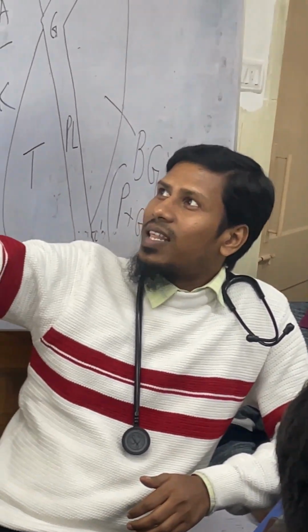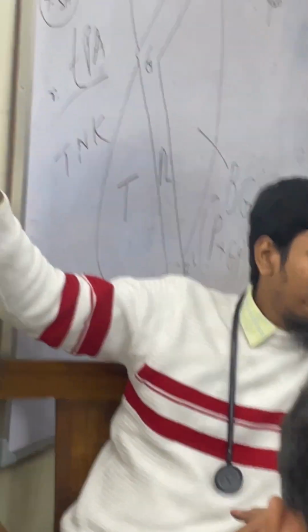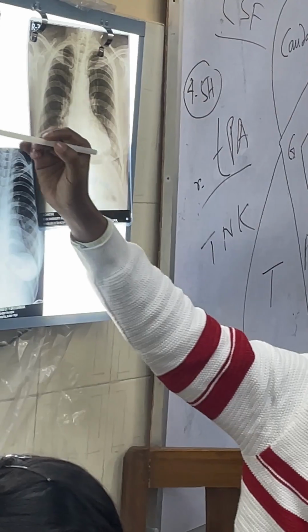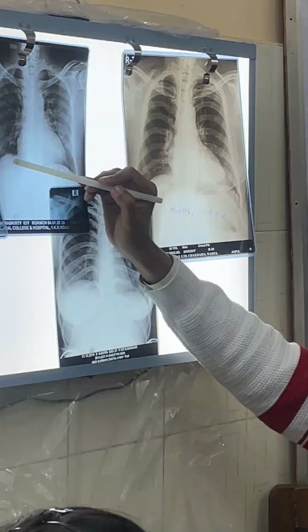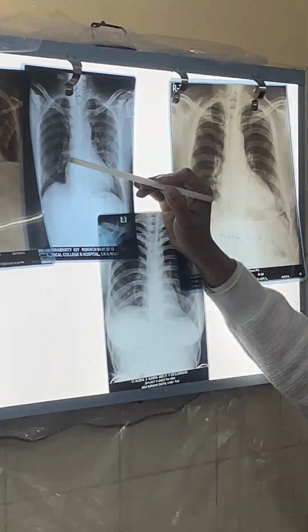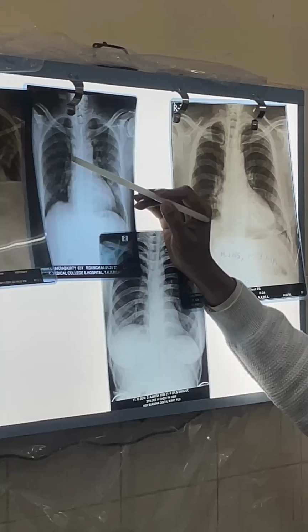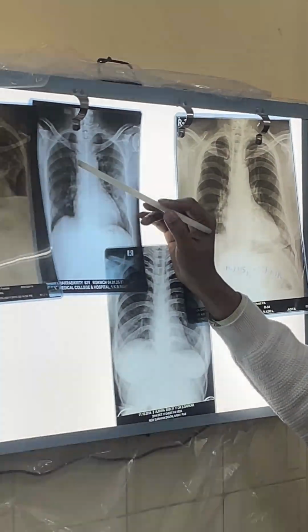So this is the cardiophrenic angle. In this X-ray, this is the cardiophrenic angle. This is the right atrium. This is the superior vena cava. Then this is the hilum part.